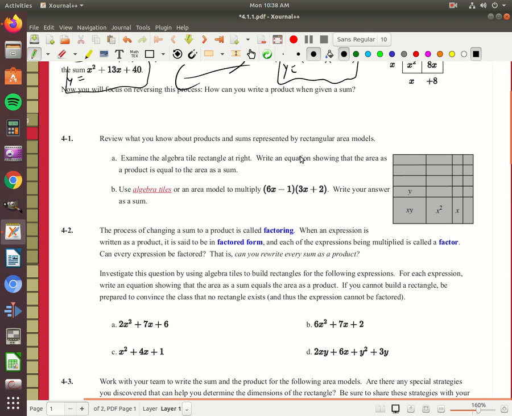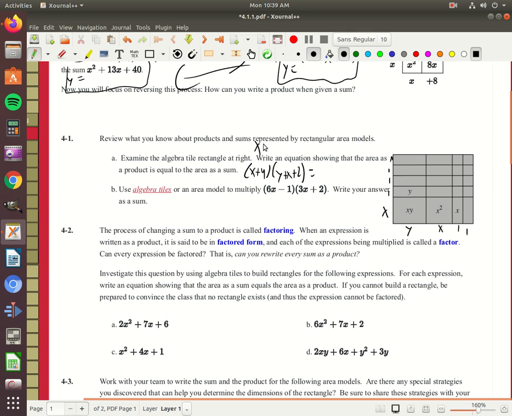So it says review what you know about products and sums represented by rectangular area models. We've already talked about this briefly. It says examine the algebra tile rectangle and write an equation showing the area as a product and as a sum. I just want to assure you that it will be way less complicated. We won't be dealing with y's and all that stuff, but you can see this side is going to be x plus 4, and this side is going to be x plus 2, so we'll call this (y plus x plus 2). So that's the product, right?